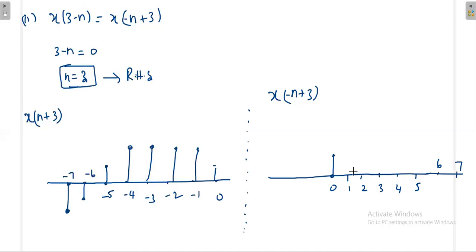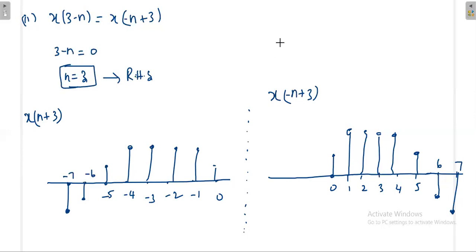This will come here, and again all these ones come here. Then next this 1 by 2 will come, and again this minus 1 by 2, and again this 1. So this diagram is the mirror image of this diagram. Now ultimately we got x of minus n plus 3.